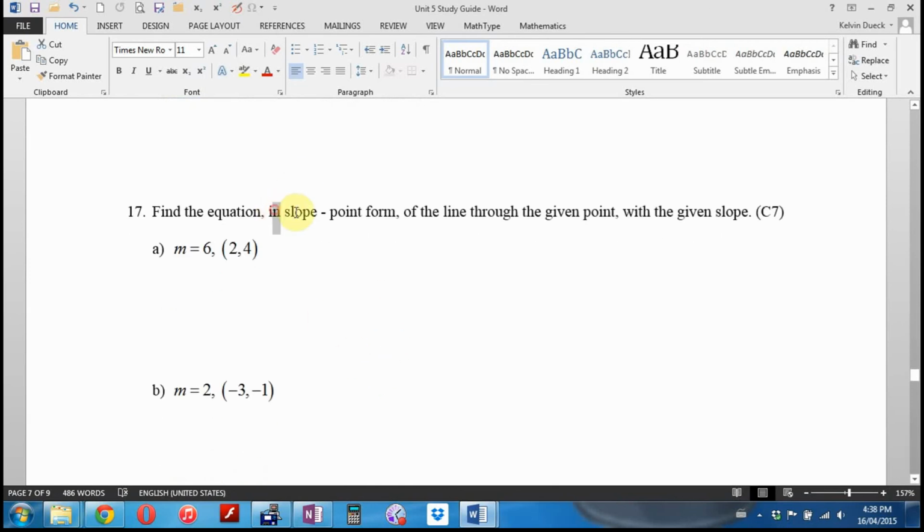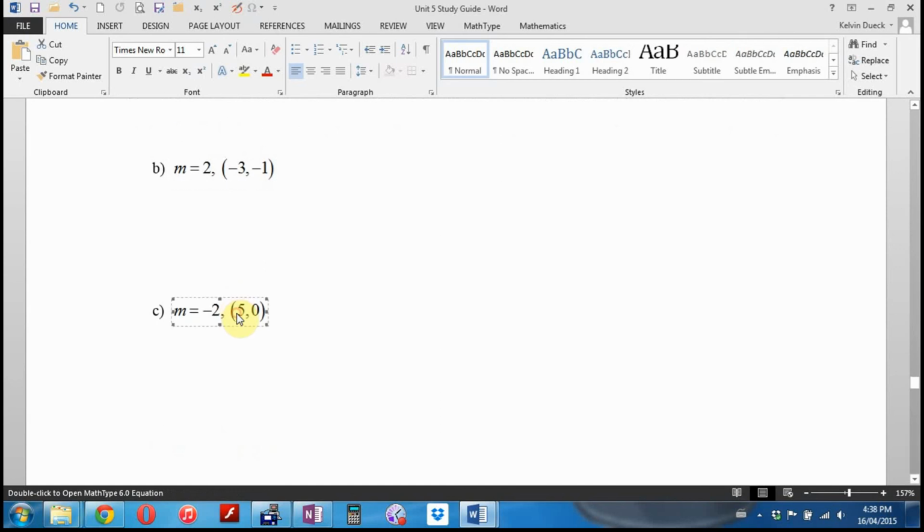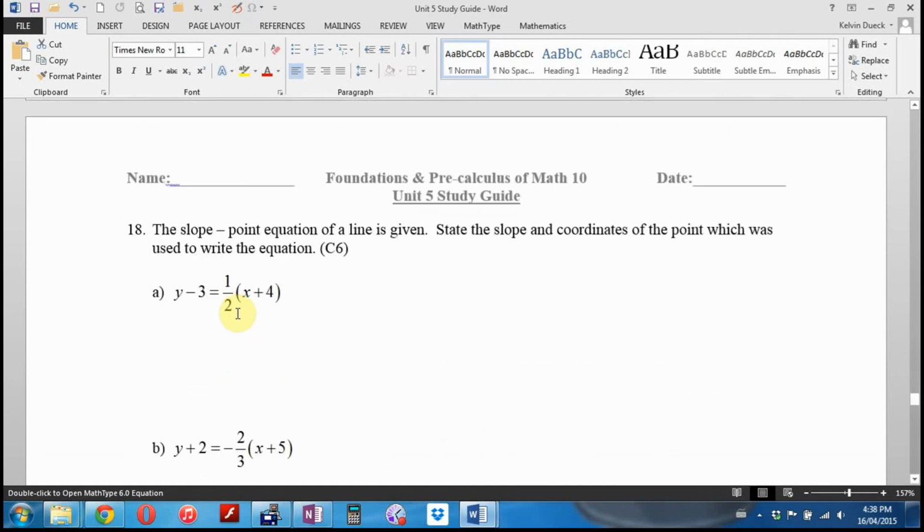Find the equation in what form here? Slope. I asked myself two questions. Do I know the slope? Hey, they told me. Do I have a point? So that's plug and chug. All they can do is make it tougher to find the slope. So the slope-point equation is given.